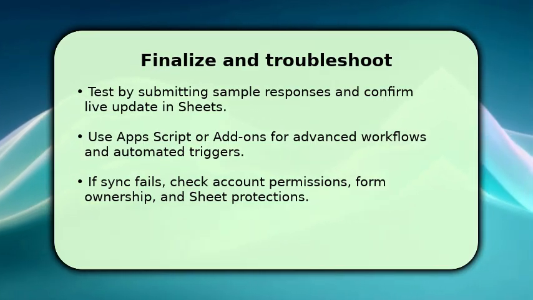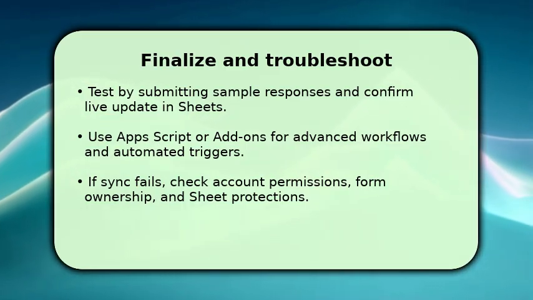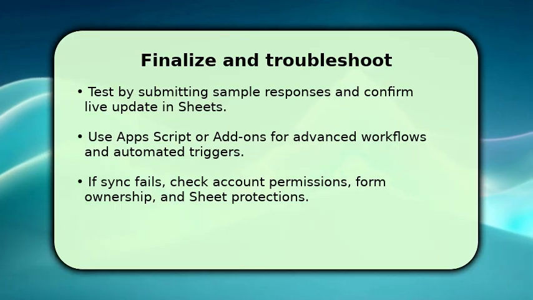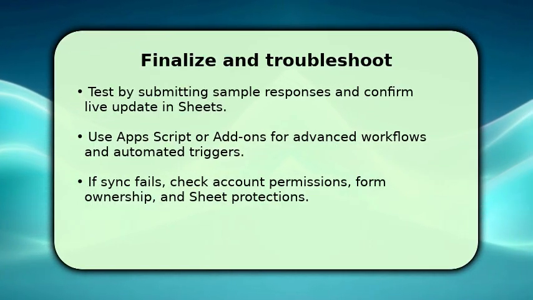If things go wrong, make sure you own both files or have edit access, check sheet protections and permission prompts, and relink the form if headers misalign. Finally, document where automations run to avoid accidental edits and ensure consistent data flow going forward.